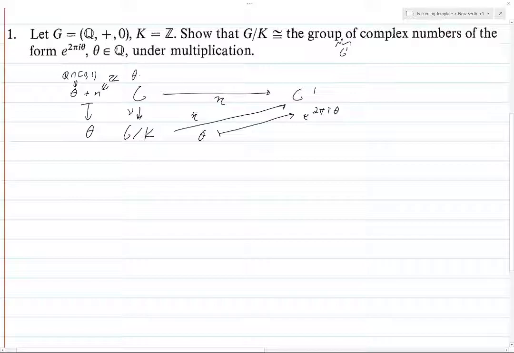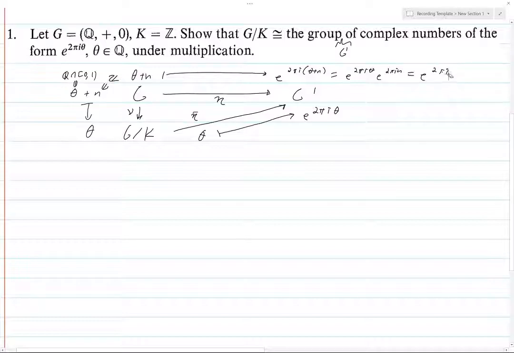What does this one do? This sends theta plus n to e to the 2 pi i (theta plus n). But of course that's e to the 2 pi i theta multiplied by e to the 2 pi i n. But e to the 2 pi i n for any integer n is just going to be 1. So this is e to the 2 pi i theta, and of course these two things are equal. So this is basically the main idea of the argument: you look at what happens to these elements. Theta plus n can go to theta, which goes to e to the 2 pi i theta, or you could just send it straight away here, and the n dies off in this process.